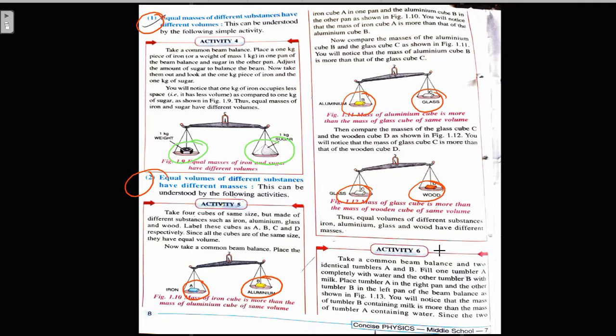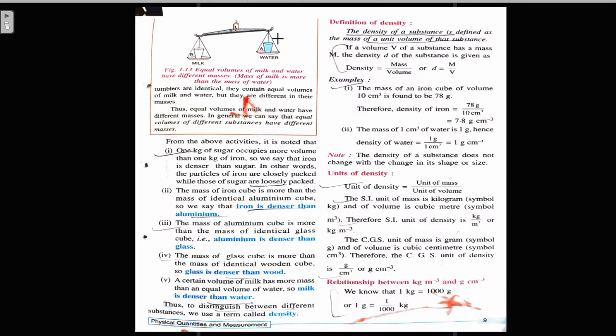So here in activity 6, you have to take a common beam balance and two identical tumblers like this, of which one is filled with milk and the other is filled with water, right? So place tumbler A in the right pan, this is the right pan, and tumbler B in the left pan, right?